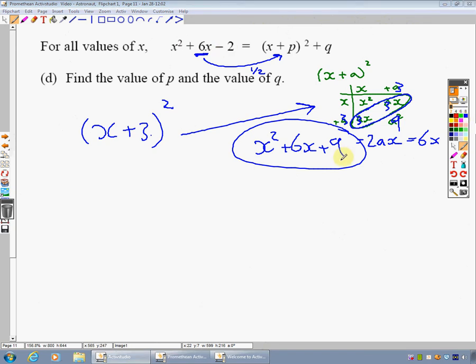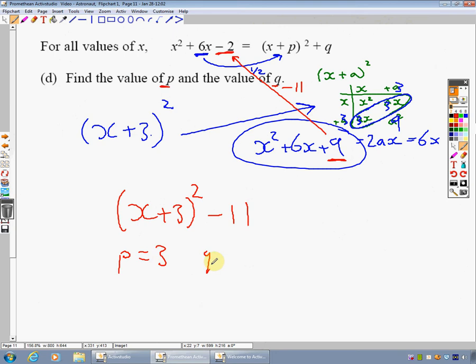To get from that 9 to that minus 2, I need to take away 11. So my final answer is going to be this x plus 3 all squared, which is great, that gives me this, but actually in order to get what I originally had, I need to take away 11 on the outside. And obviously the question says find the value of p and the value of q. So p equals 3, q equals minus 11. Let's move on.